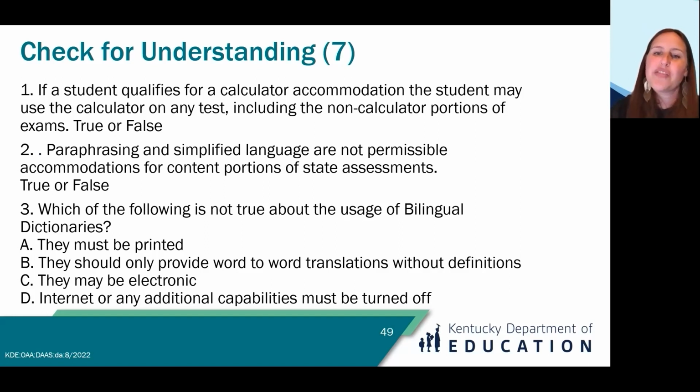Question 3. Which of the following is not true about the usage of bilingual dictionaries? A, they must be printed. B, they should only provide word-to-word translations without definitions. C, they may be electronic. D, internet or any additional capabilities must be turned off. The answer is A. This is a tricky question because bilingual dictionaries may be printed copies. However, they do not have to be. Electronic copies are allowed as well.